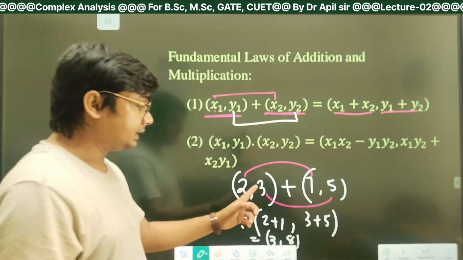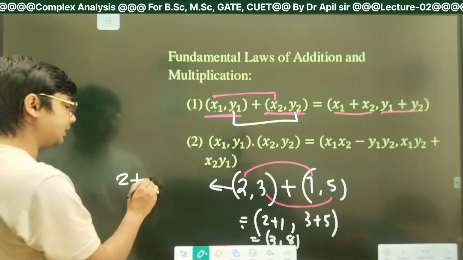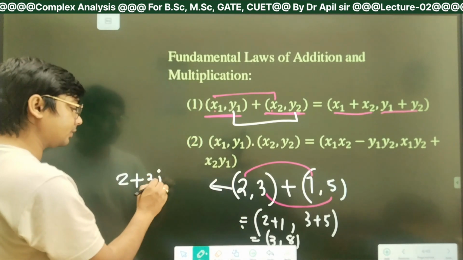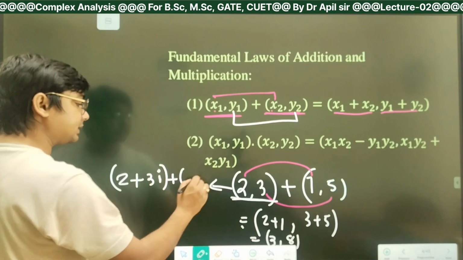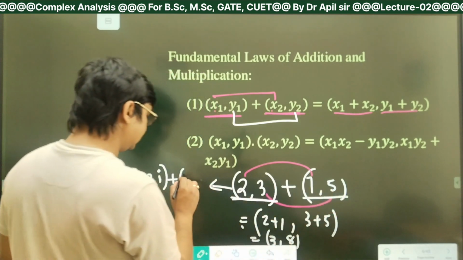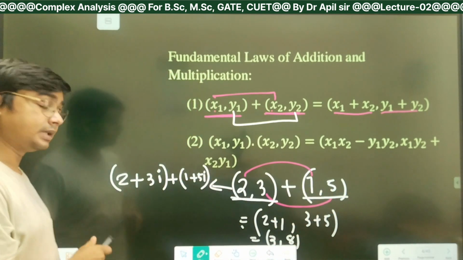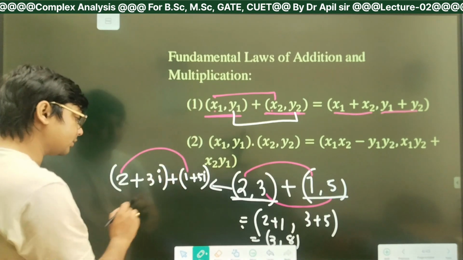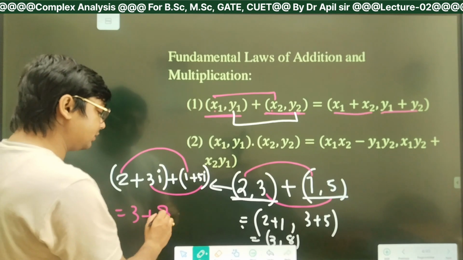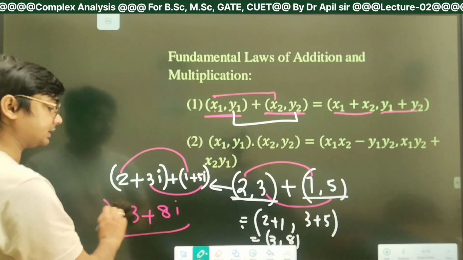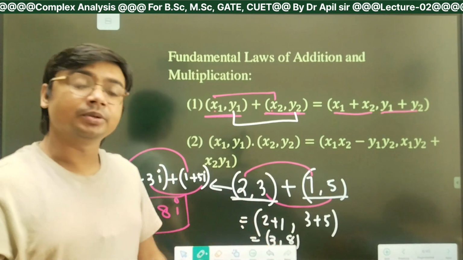Don't forget, we can write these complex numbers this way also: 2 + 3i, and the other is 1 + 5i. So similarly 2 plus 1 will be 3, and 3 plus 5 will be 8. So 3 + 8i. We can write this way also, or this format also we can use.